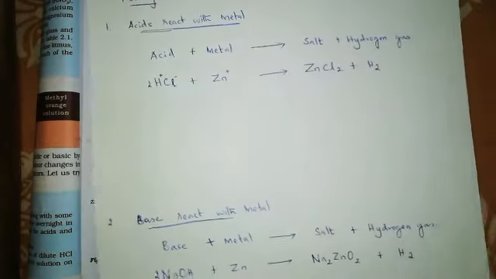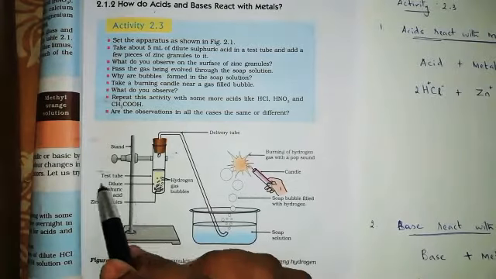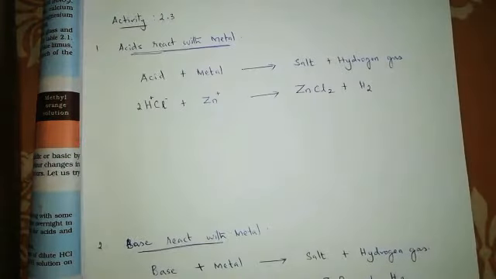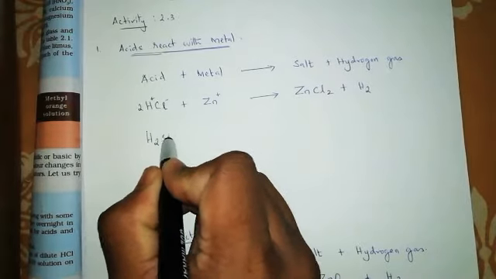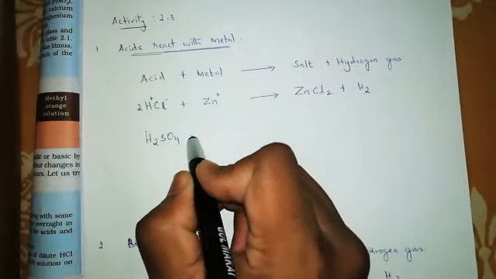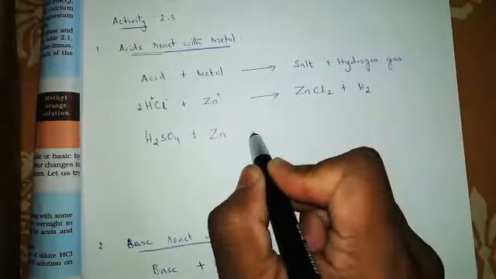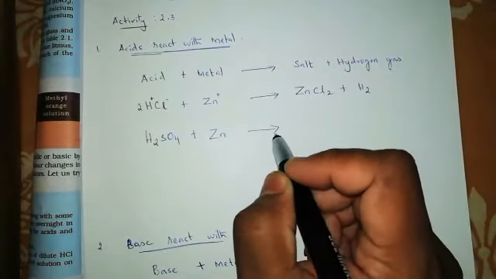Okay, let's write the example which is given here in our book. Here the acid given is H2SO4, that is sulfuric acid, and they put zinc metal inside it. What happens?